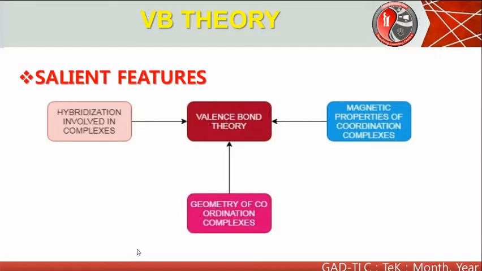Salient features of VB theory. VB theory describes the different types of hybridization involved in complexes. It also gives knowledge about the geometry and the magnetic properties of coordination complexes.